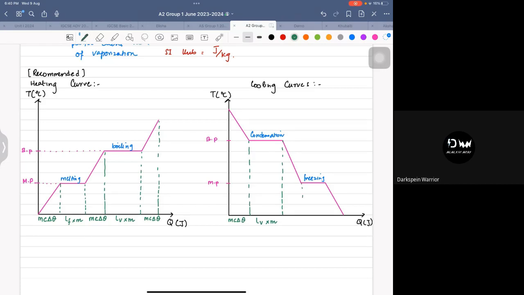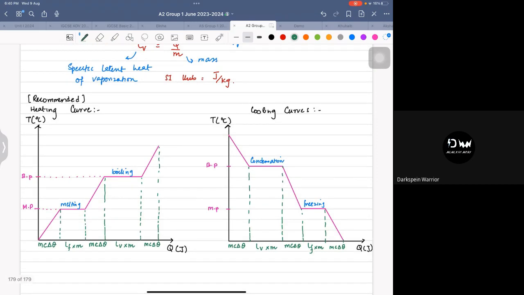In this section again, change in temperature, so mc delta theta. In this section, it is going from liquid to solid, so latent heat of fusion times mass. And then in the last section, mc delta theta again because there is a change in temperature. Is it clear, everyone? If you guys have any questions, please let me know. No question. Right, you guys please draw this. And then I'm gonna go forward.